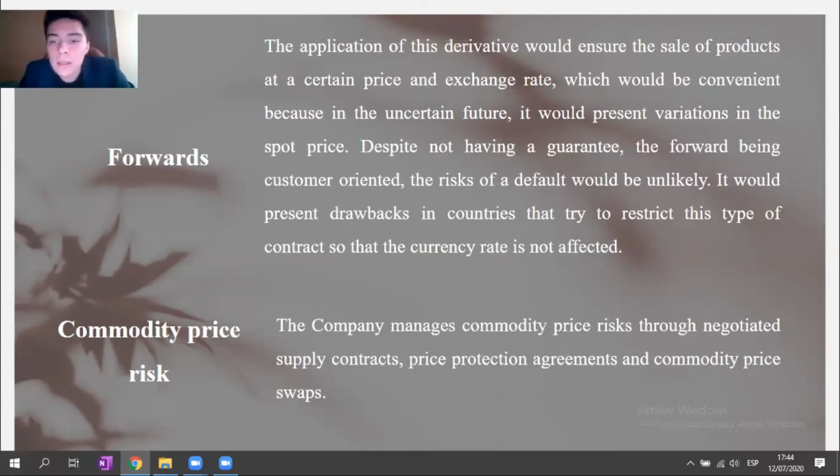The company manages commodity price risk through negotiated supply contracts, price protection agreements, and commodity price swaps. The company may enter into other commodity price swaps to offset, in part, fluctuation and cost associated with the use of certain commodities and precious metals.